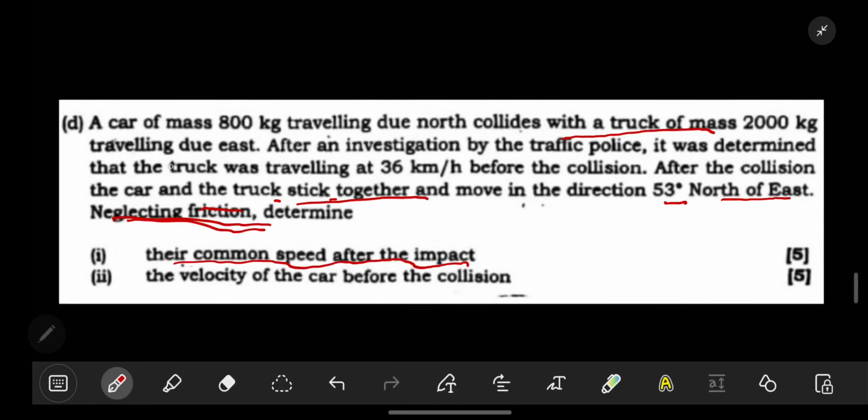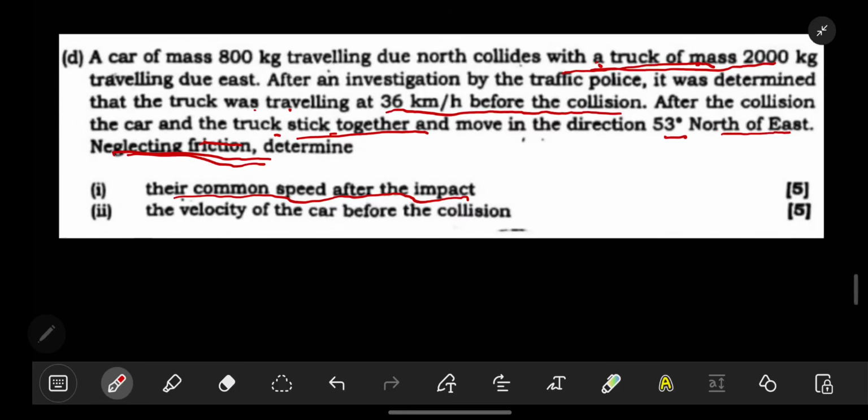So they have told us that it was determined that the truck was traveling at 36 kilometers per hour before the collision. Now the truck, we are told here that a truck of mass 2000 kg is traveling due east.